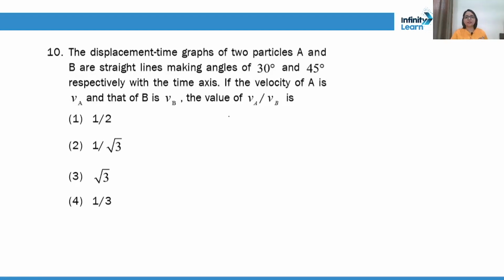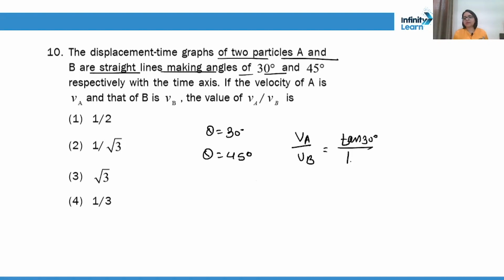Question number 10. The displacement time graph of two particles A and B are straight lines making angles of 30° and 45° respectively with the time axis. If the velocity of A is VA and that of B is VB, then the value of VA upon VB. So, slope of displacement time graph will give you velocity. Slope is what? Tan theta. So, VA upon VB will be tan 30° divided by tan 45°. Tan 30° is 1 by root 3, divided by tan 45° which is 1. So it is 1 by root 3, which is option 2.